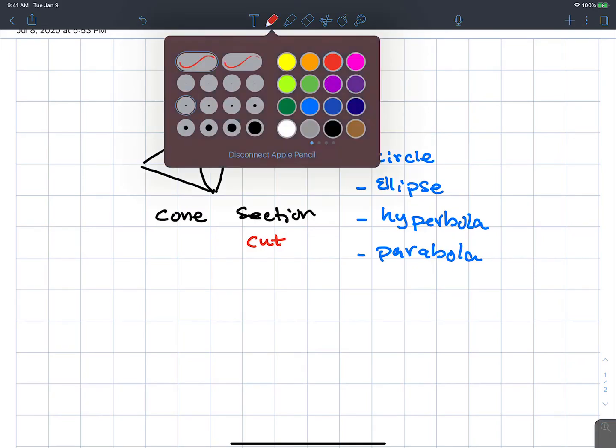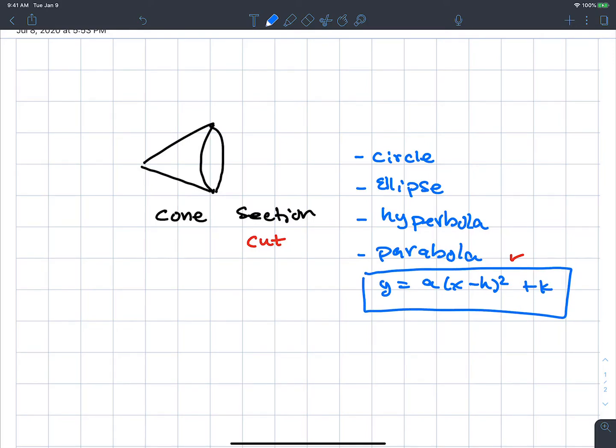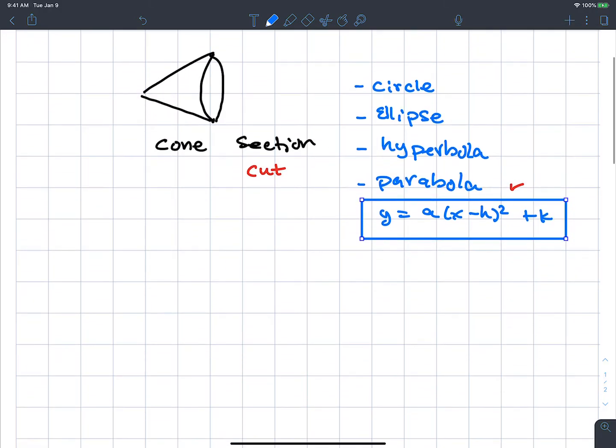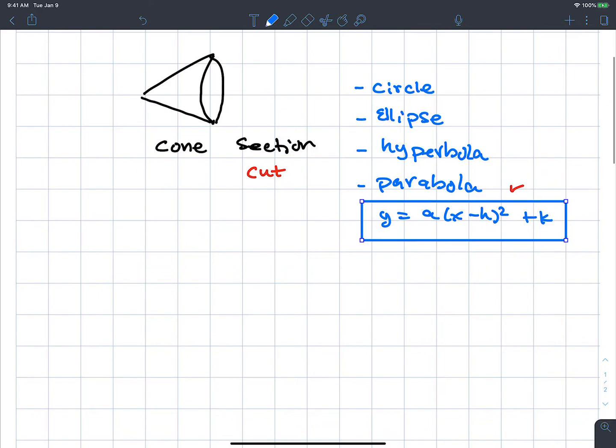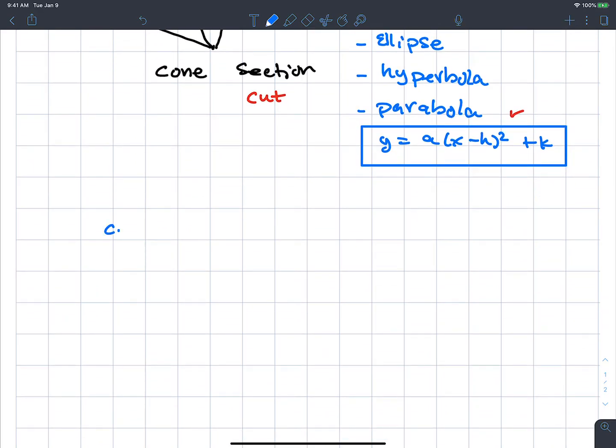We already knew how to graph parabolas. We talked about that. We had the graphing form: y is a times x minus h squared plus k. Here's the graphing format for the parabola. So what we're going to go through here is the graphing format for some of these other shapes. For example, we're going to start with a circle.